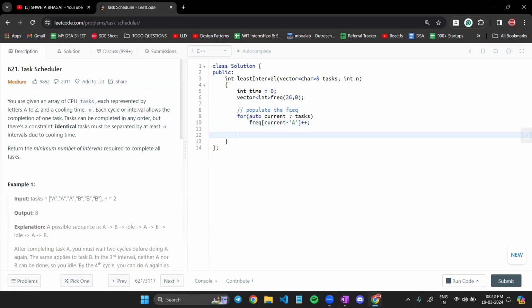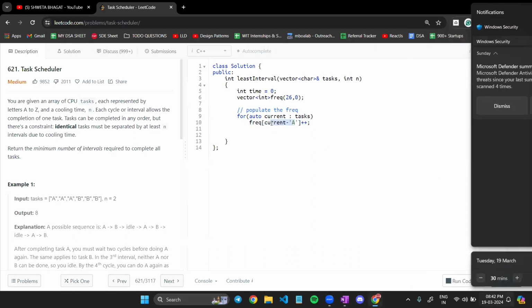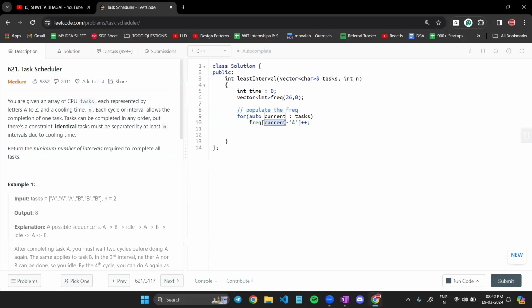Now, why are we doing this current minus A? Say for example, if our current task is A, then what would be A minus A? A minus A would be 0. And if our current task is B, then what would be B minus A? B minus A would be 1. So what does it mean? It means that we are storing the frequency of A at the 0th index, frequency of B at the first index, frequency of C at the second index, and so on.